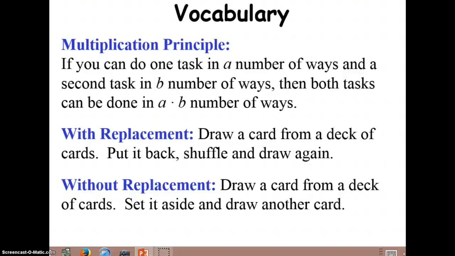Here we have the multiplication principle. If we can do one task in A number of ways and a second task in B number of ways, then you can do both in a total of A times B number of ways.